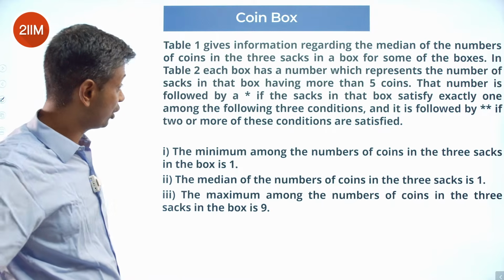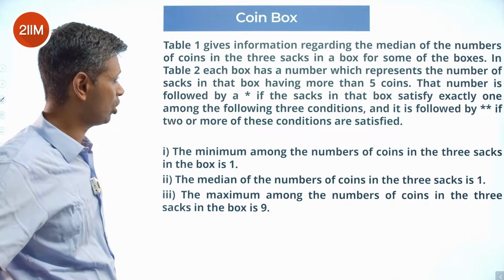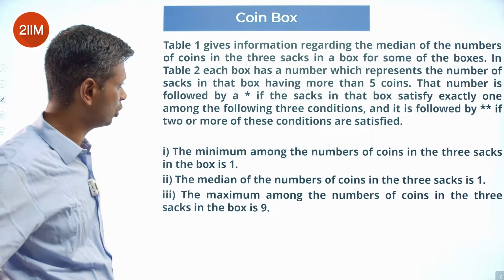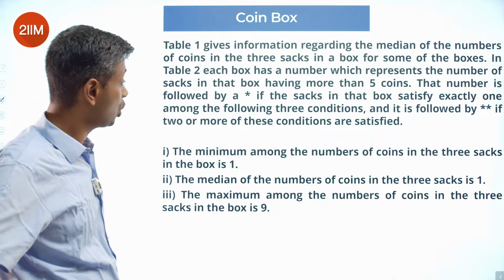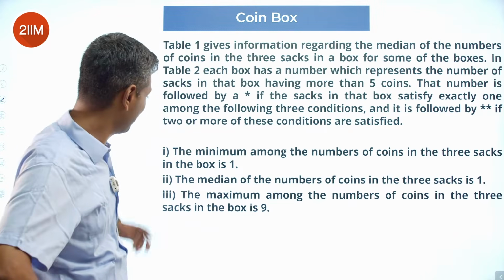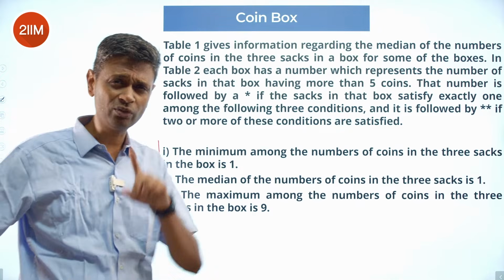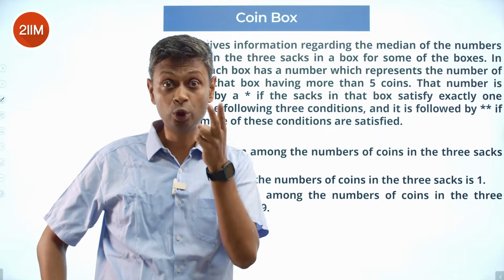This is where it gets very interesting. That number is followed by a star if the sacks in that box satisfy exactly one among the following 3 conditions. It is followed by star star if 2 or more of these conditions are satisfied. Very, very nice. What are the 3 conditions? There are 3 conditions here. If one of the conditions is satisfied, we put a star. If 2 or more are satisfied, we put 2 stars.